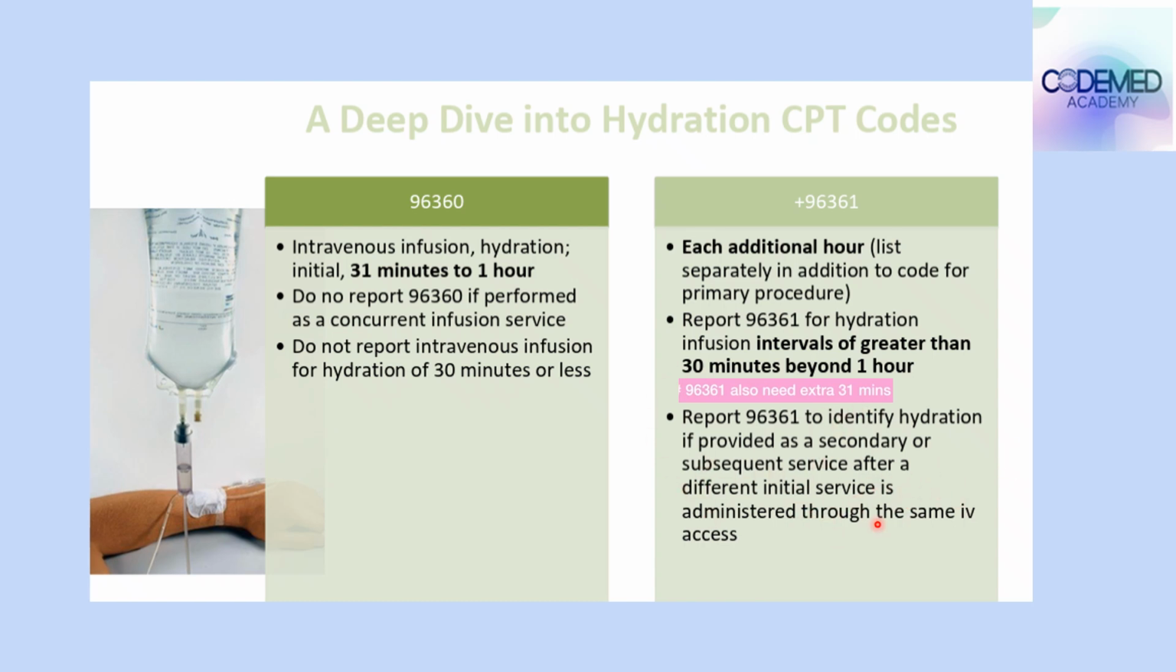Okay, remember that. So basically this is the add-on code, and to write that code we will have to have a minimum of 31 minutes. Now report 96361 to identify the hydration if provided as a secondary or subsequent service after a different initial service is administered through the same IV access. So if you have a primary service or the initial service and then you have given the hydration, at that time you will write the add-on code. That is very, very important.